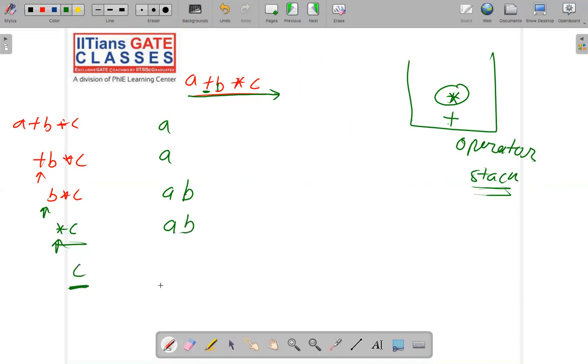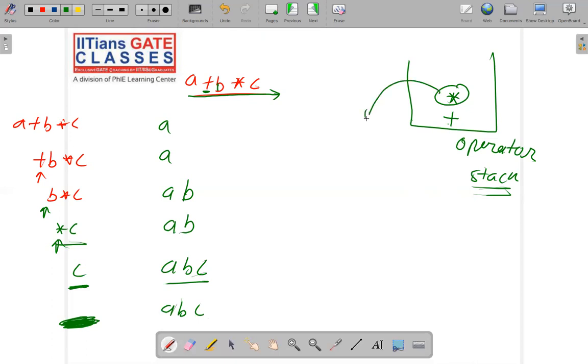We are left with C only, and you print ABC, all three. Now there is nothing left in the expression. A, B, C. Now whatever is in the stack, you will just spill it over and print it.